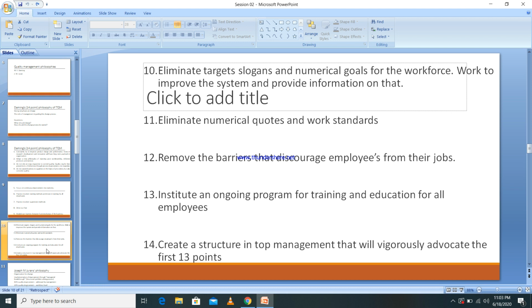Likewise, they have some particular slogans and goals, and they have put all those slogans and goals everywhere around their company. But what Deming is saying is, it's not good to put all those slogans and goals like that. You have to give goals for your employees.